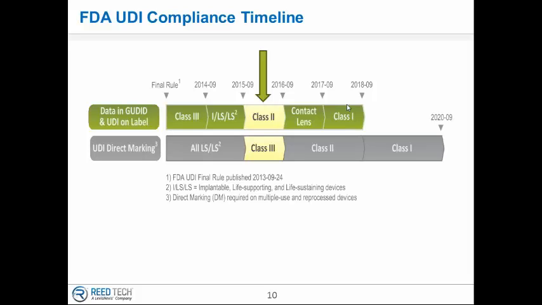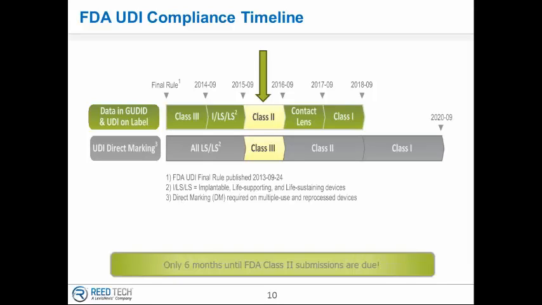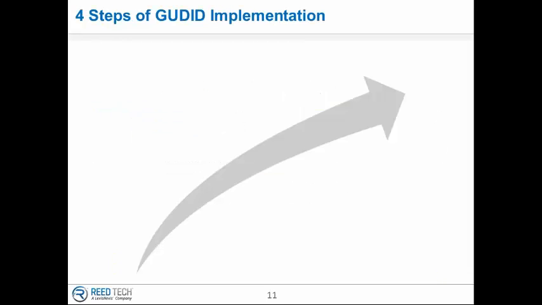And lastly, we have the class 1 deadline in September of 2018. Just a note here, only 6 months left until the class 2 submissions are due, so it's really time to get cracking on this solution if you have devices in that class.